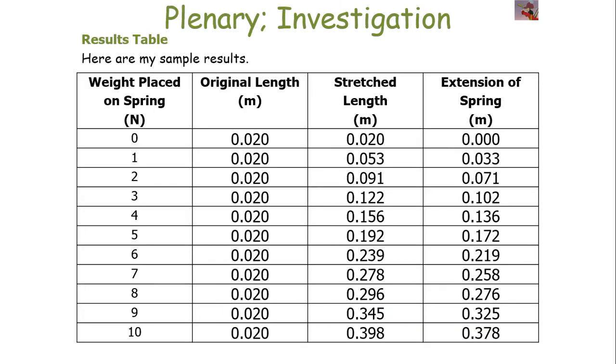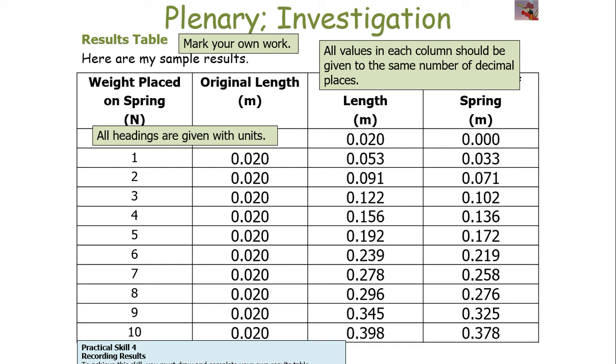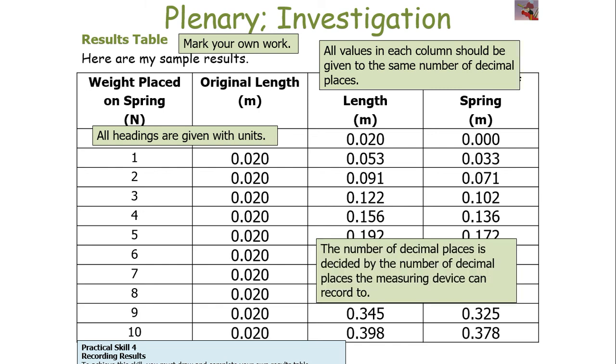Now, these are my sample results when I did the experiment myself. A few things when looking at this particular data. Number one, as you look through this, all values in each column are given to the same number of decimal places. All headings are given with units. And finally, really importantly, the number of decimal places is decided by the number of decimal places the measuring device can record to.